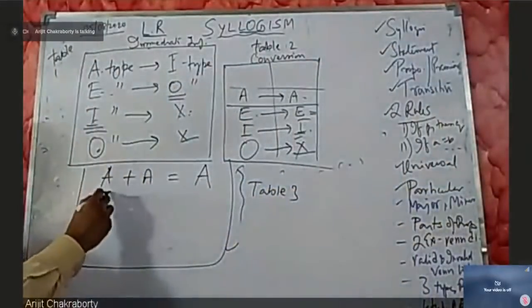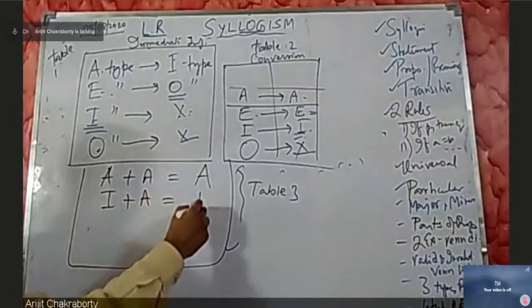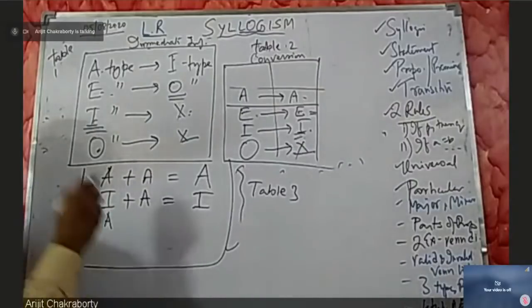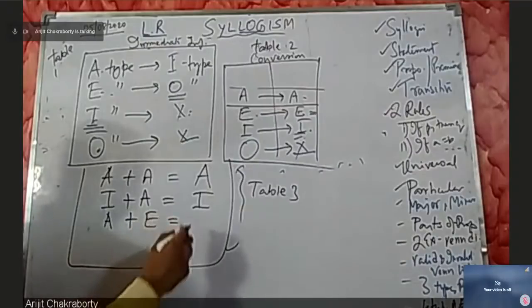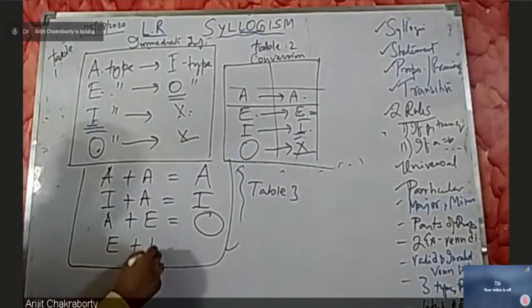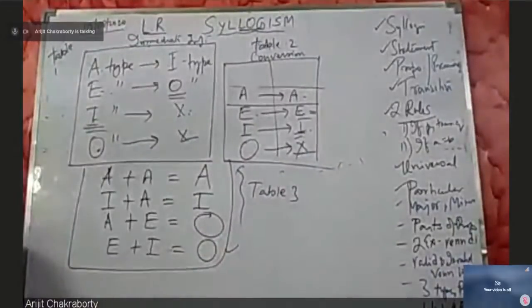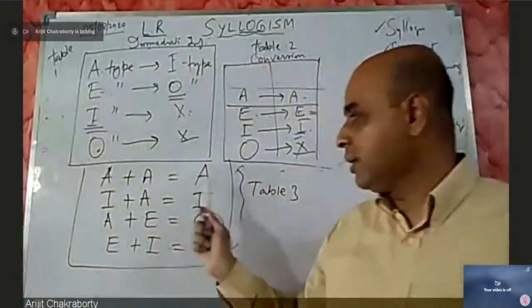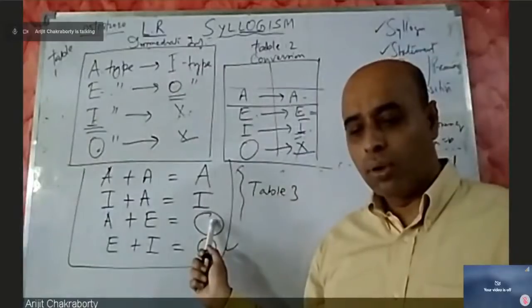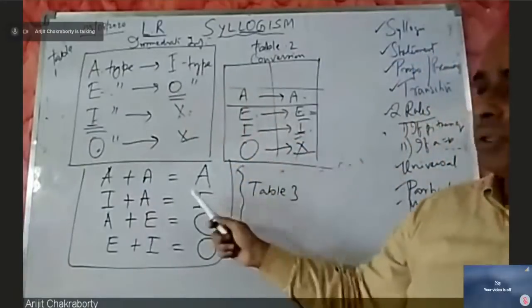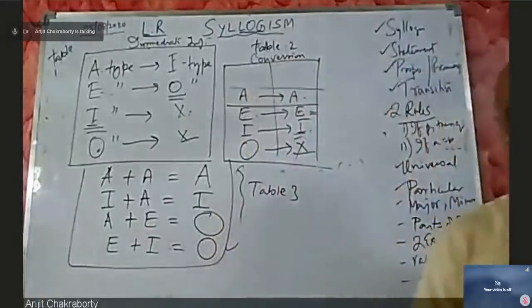If one proposition is I type and the second is A type, then the result is I type. If one proposition is A type and the second is E type, then the result is O type. And the last one is one proposition E type and the other I type, the result is O type. So this is table 3. A plus A is A, I plus A is I, A plus E is O, or E plus A is O, and E plus I is also O. So these three tables are very, very important. Please note it.